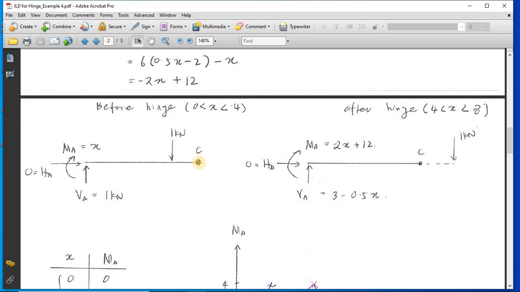So the basic concept of ILD: you need to choose either the before point C or after point C diagram.